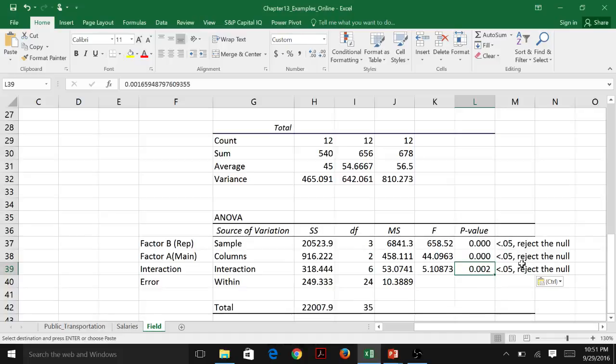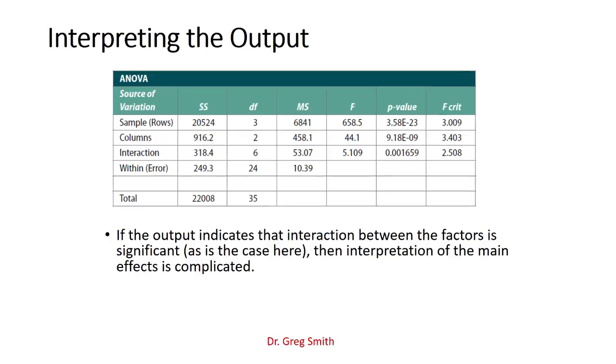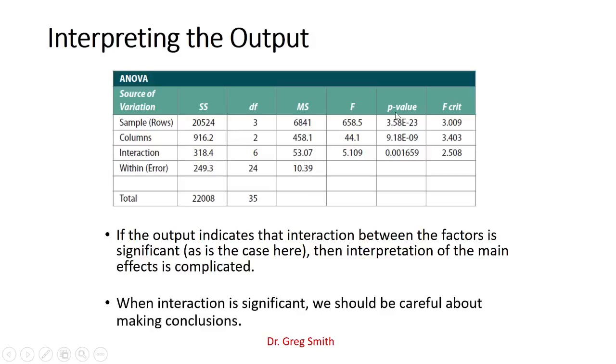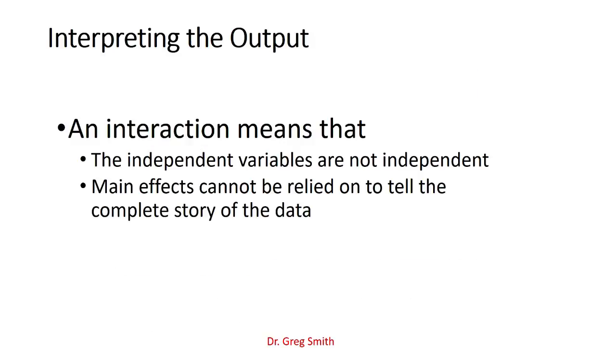And there's more to this to read, but if the output indicates the interaction is significant, then the main effect is a little bit complicated to explain. So here's just a quick outline. When we have a significant interaction, it means that the independent variables are not really all that independent. Well, they have some level of dependency. One is sort of depending on the other for its movement.